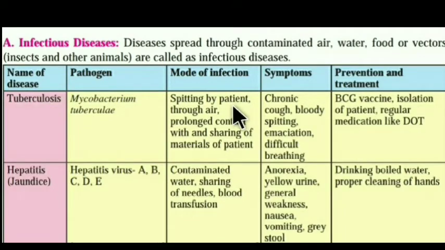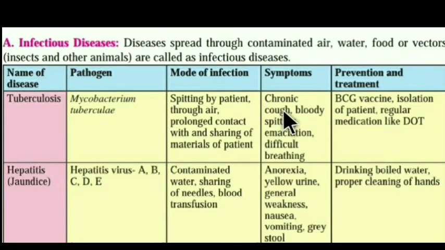When the infected person coughs, small and large droplets are given out through the mouth and infect the people surrounding them. So, spitting by the patient spreads it through air. Next, prolonged contact with and sharing of the patient's material, like clothes and pots. When they are shared, tuberculosis is also passed to a healthy person. So sharing is a mode of infection.